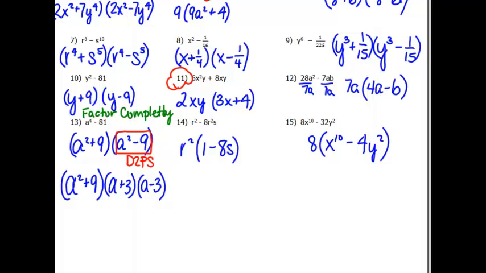That being said, do you see the second problem? The second problem is number 15. We're not done. We had a GCF because this was not a D2PS to begin with. We didn't have a difference of two perfect squares, but this now is a difference of two perfect squares. So I need to go back, bring down my 8, and I get x to the 5th plus 2y and x to the 5th minus 2y.